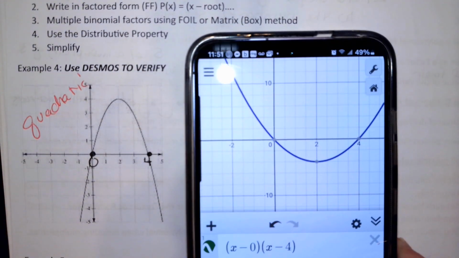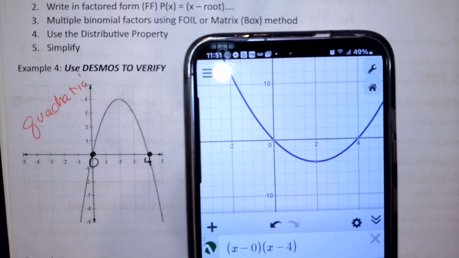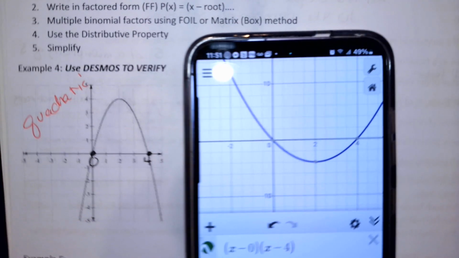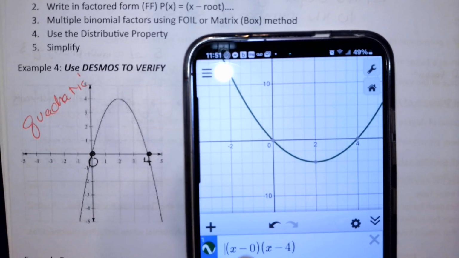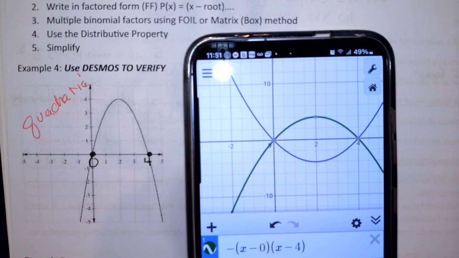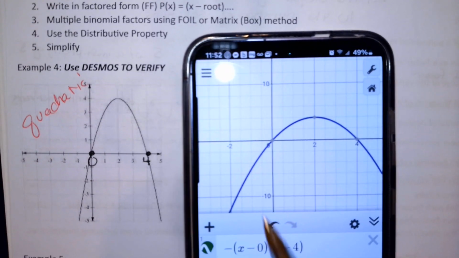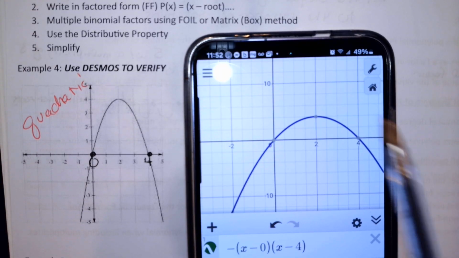And the dead giveaway should have been when we verified it. Notice this parabola is opening up, but this one is opening down. So that told us that we had done something wrong. So if I just come right here and put a -1 in front, and then right here, I'm going to do -1. Let's try it again. -1, parentheses. So now it matches. 0 and 4 opening down.